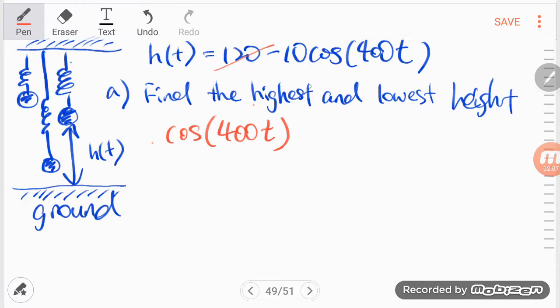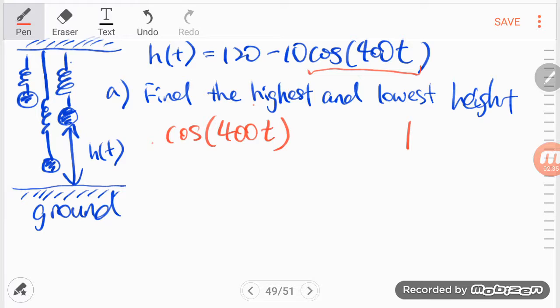I'm not going to look at the 120. I'm not going to look at the negative 10. Okay, I'm going to start with this cosine of 400t. What is the maximum value that I can get out of this? And what is the minimum value that I can get out of this? This is a cosine function. So the maximum value is going to be 1, right? The maximum cosine value has to be 1. And we learned about this when we were talking about the unit circle.